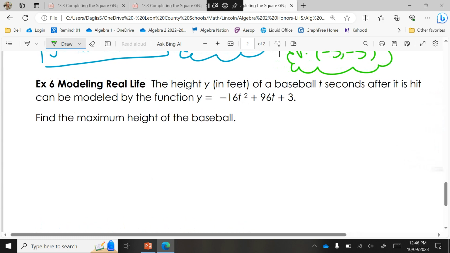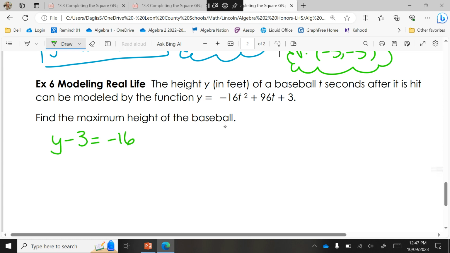Now, this kind of ties into the ones we did at the very top of this page, right? My A is not a 1. It's a negative 16. Issue now is I cannot divide negative 16 out of 3, right? I can divide it out of 96, actually. That goes in nicely. But the 3 is messing it up. So what are we going to do with that 3? Let's subtract it out of the way. Okay, so we're going to move the 3 over by subtracting it.